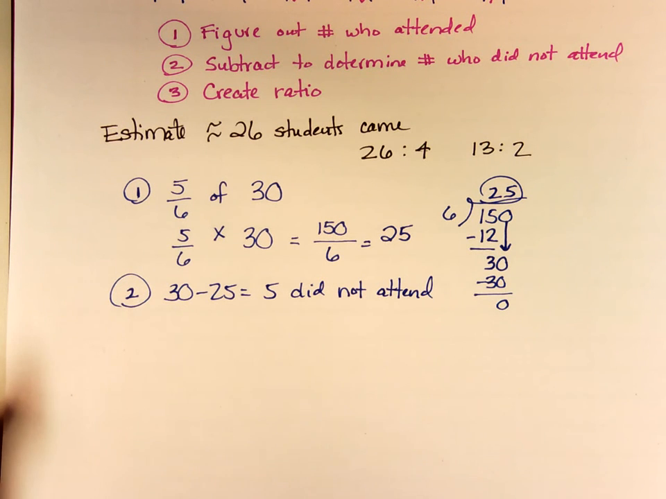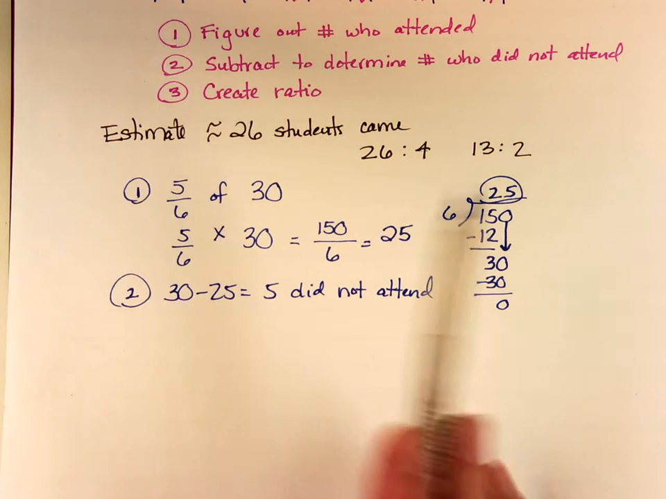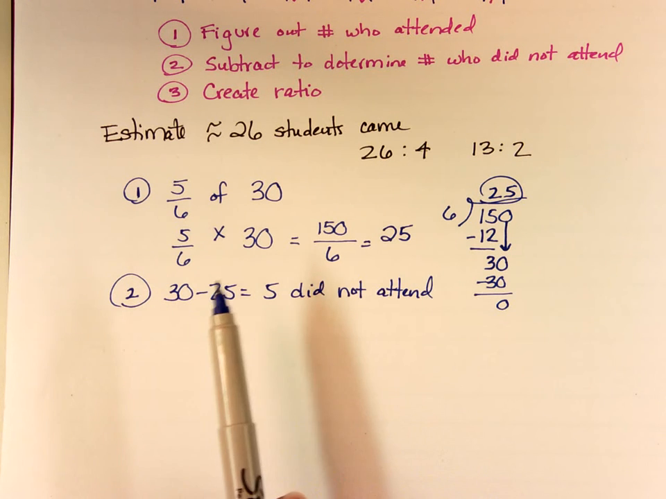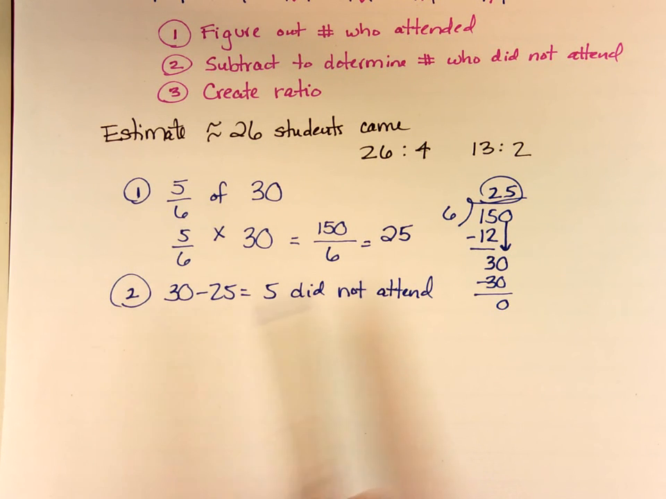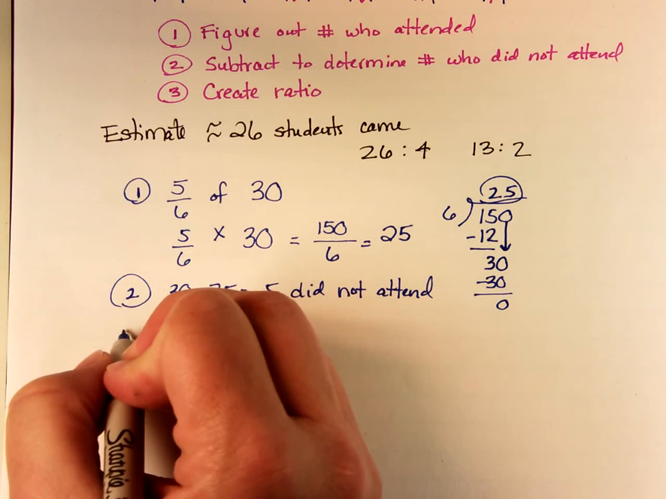And if you look back at my estimate, I estimated that 26 came and 4 did not come. The actual numbers are 25 came and 5 did not come. So our estimate was pretty close. So far, I think we're on the right track.